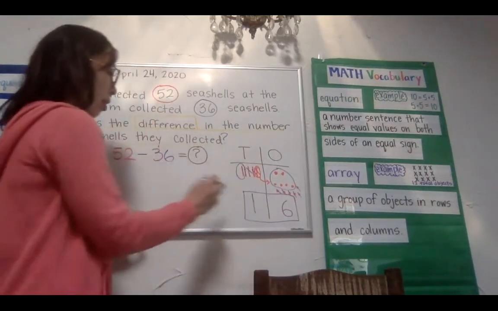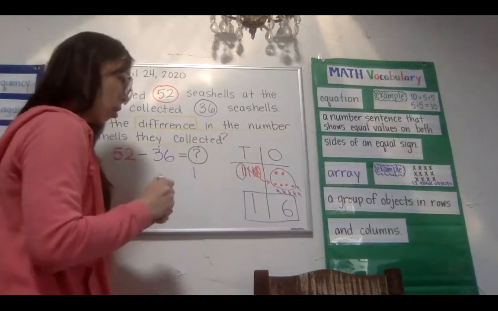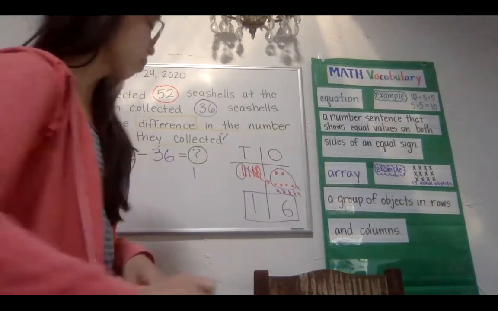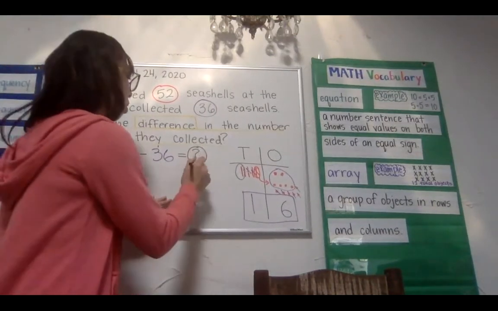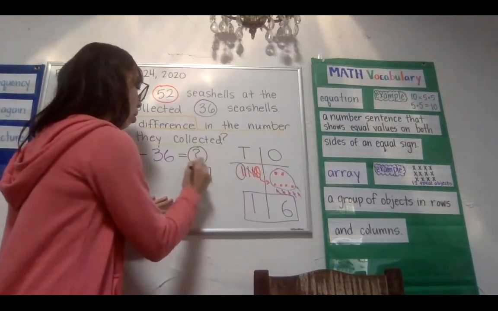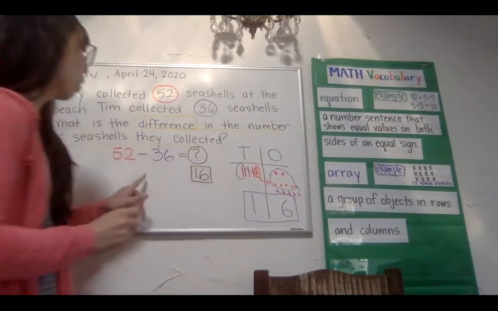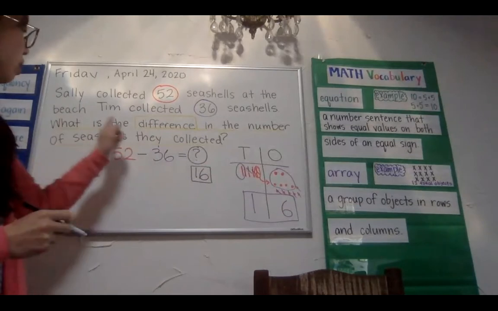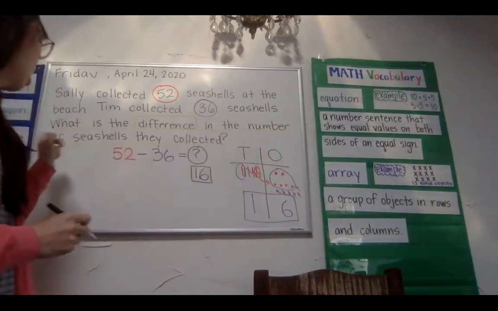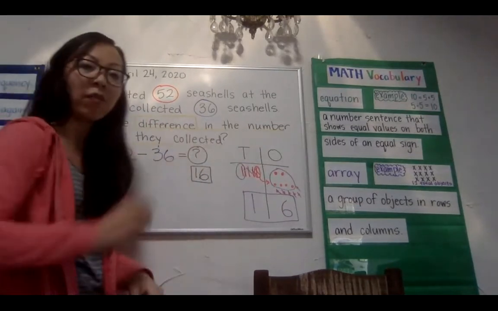So when we box in our difference, we can go ahead and put it in over here. And I know that I have solved my equation. I have done my job. What is the difference in the number of seashells they collected? The difference is 16.